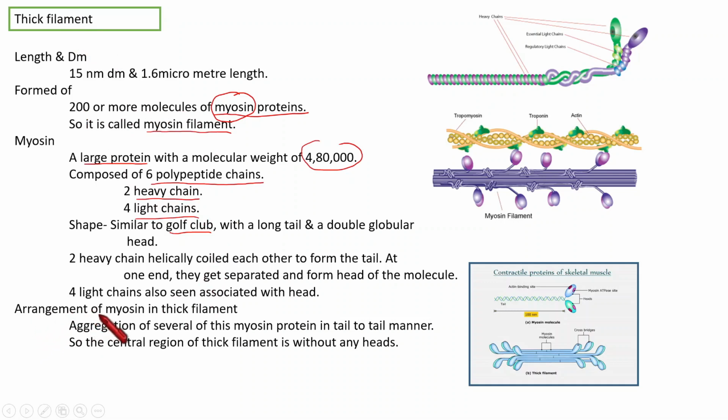Then what about the arrangement of myosin protein in one thick filament? One thick filament we can see here. Those myosin proteins are arranged in a tail to tail manner. We can see that here. This is the tail. The tail of one myosin faces the tail of another myosin. As it is aggregated in that way, in the central portion we can't see any heads. Heads are always seen outwards on the other end. So that's about the arrangement and features of the thick filament.